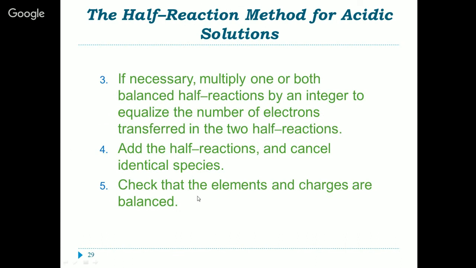When we are doing this step, you have to make sure that your electrons are going to cancel. If I don't have an equal number of electrons, I'm not going to have the right balanced reaction. And as always, we're going to check to make sure that things make sense. Our atoms are still balanced and our charges are still balanced.